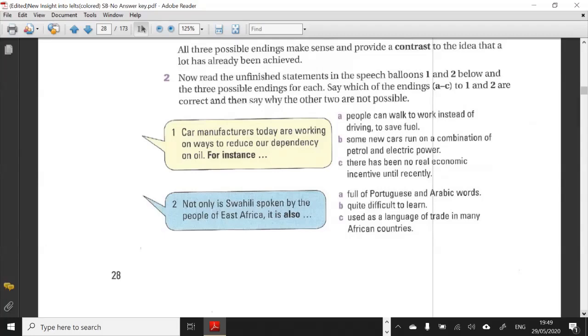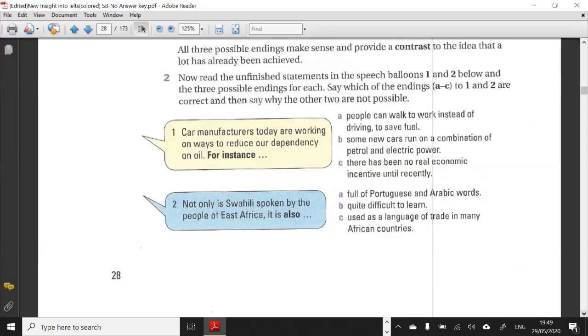Okay, so B is the right answer. Options A and C do not provide an example of how car manufacturers can reduce our dependency on oil. B is the option which gives you an example, so B is the right answer. So question 1, the right answer is B. Okay, we move on to number 2.